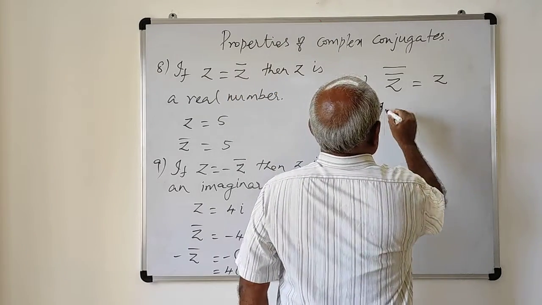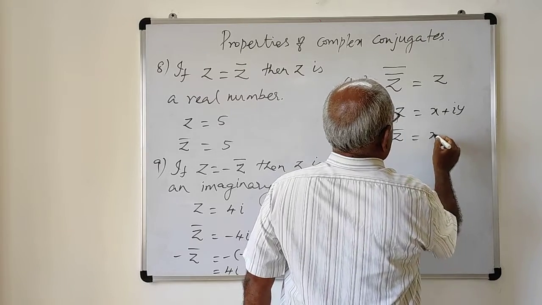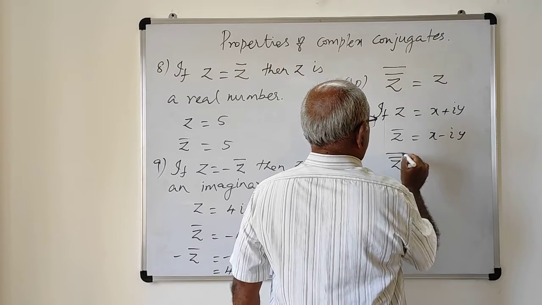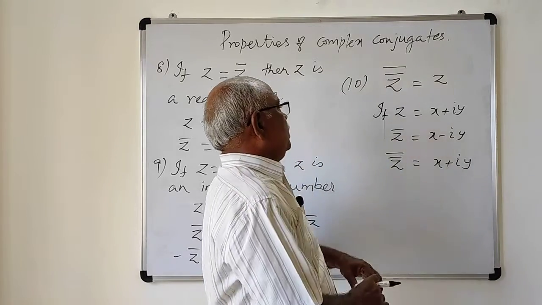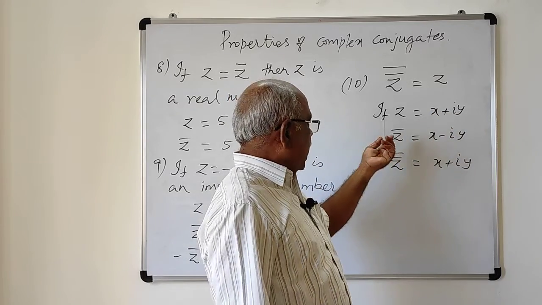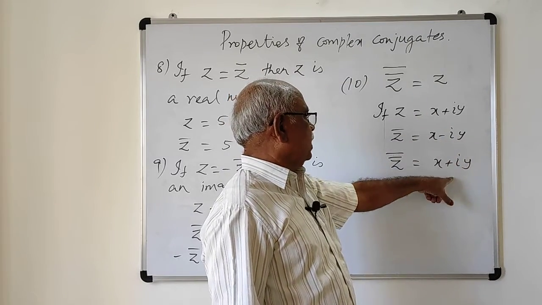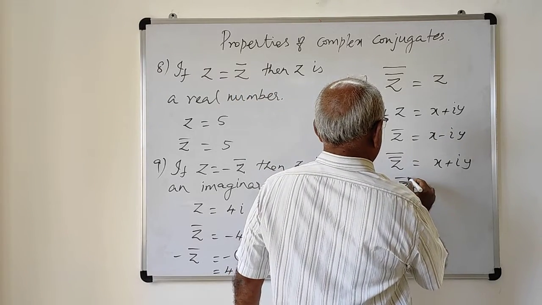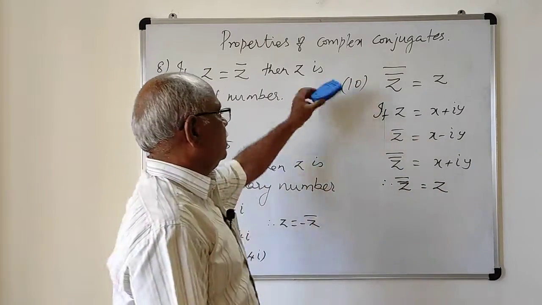If z is a complex number x plus iy, you know z bar is x minus iy. Again, the conjugate of z bar: you have to change the sign of the imaginary part, so it is again x plus iy. So both are equal. Therefore, z double bar is simply z. This is the 10th property.